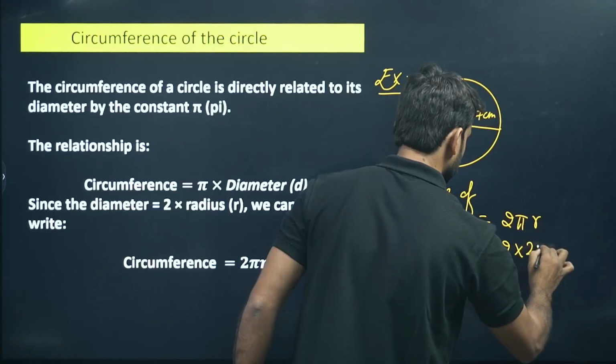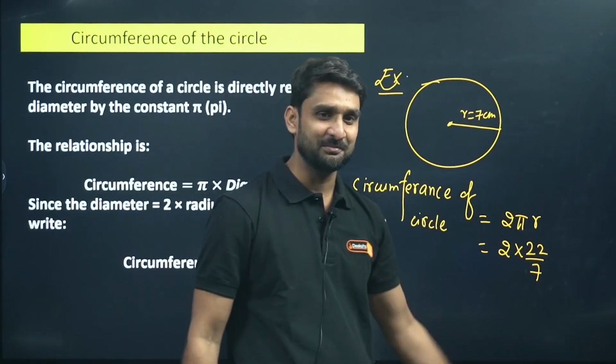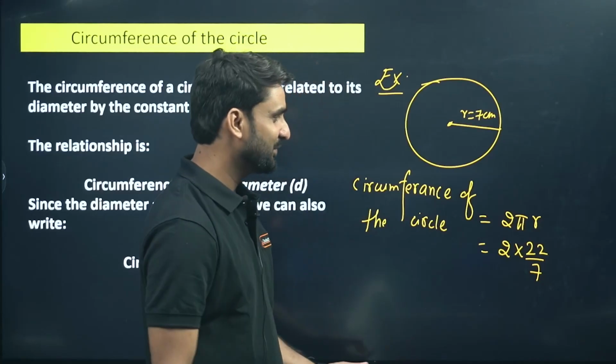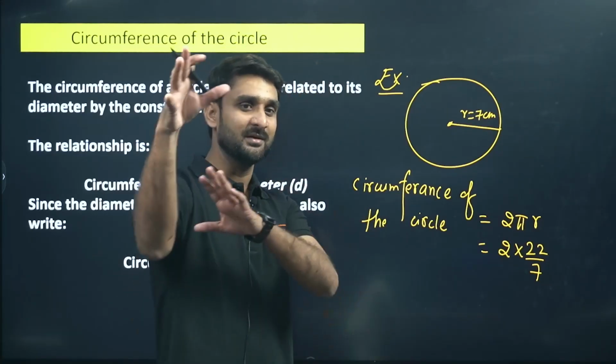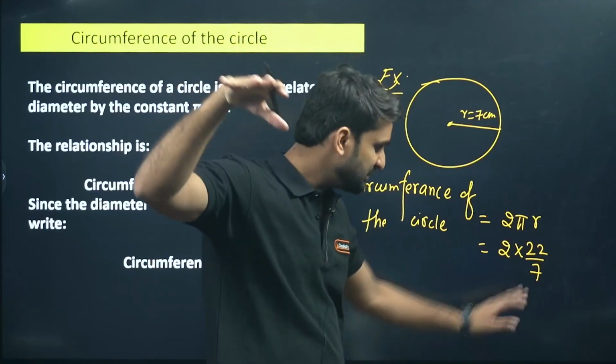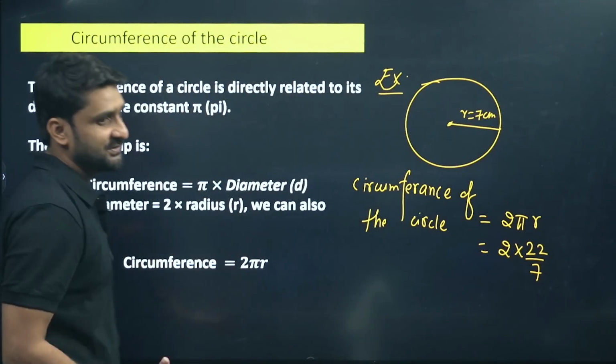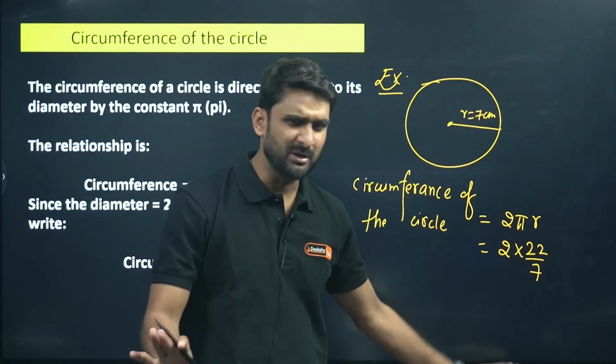Pi is equal to 22 by 7. Pi is also magical, a very interesting thing. How pi was discovered, you will study in higher classes. You will go through it in depth, especially for pi, in higher classes. You will learn how pi was discovered. So right now you just have to memorize it.